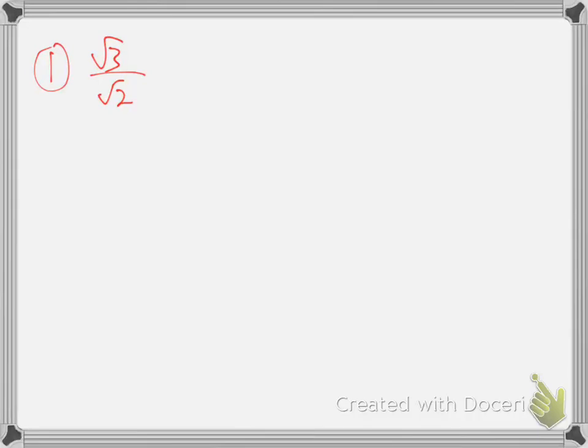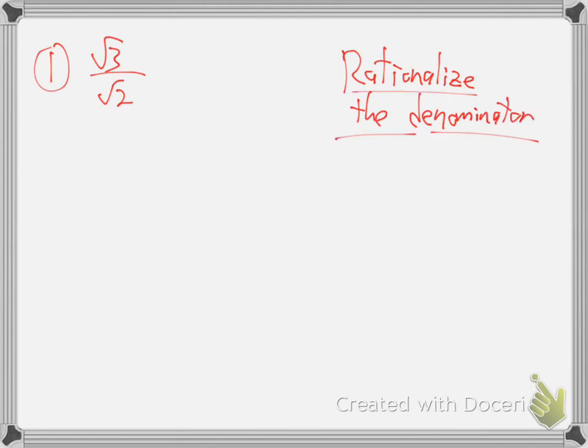They're going to say rationalize the denominator. Rationalize the denominator. What that means is get rid of the square root from the bottom. That's just fancy talk for basically they don't want us to leave roots in the bottom on any answers.